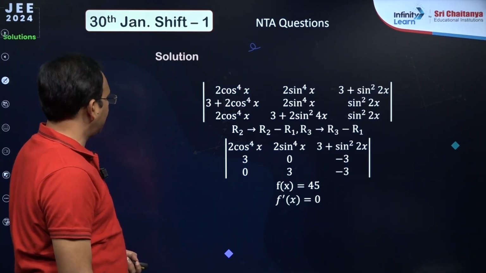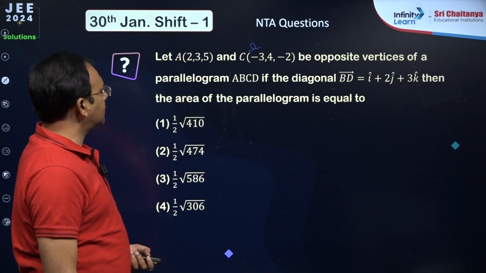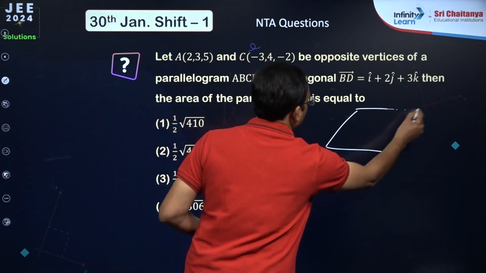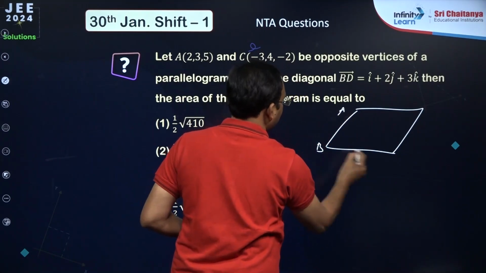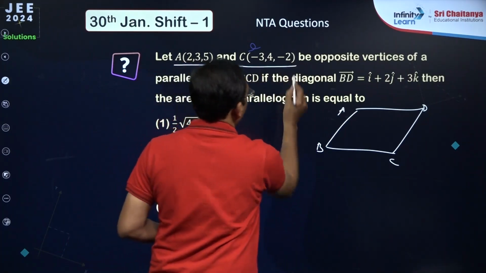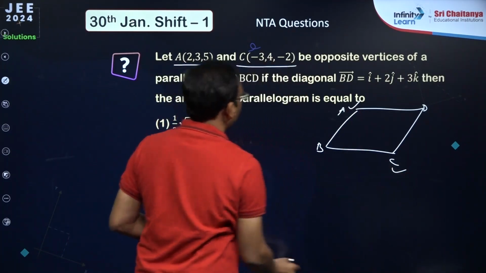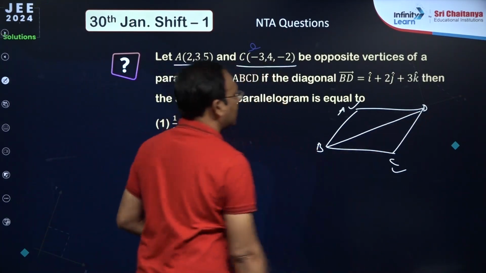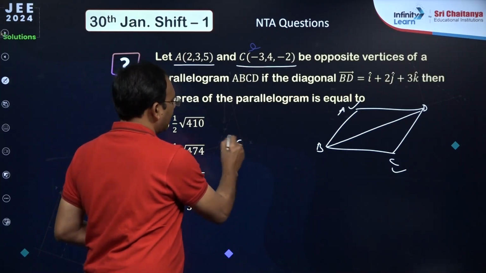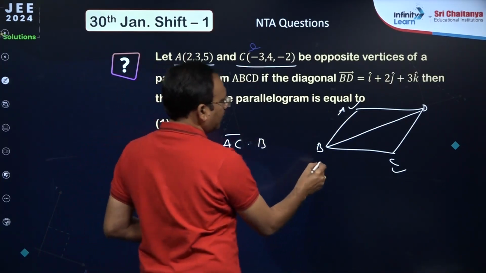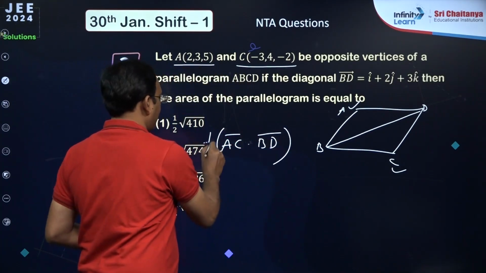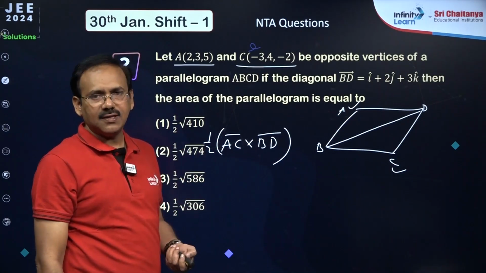Next, you can say the same thing. So A, C, 2 points are given, opposite vertices of a parallelogram. This is the parallelogram, my dear friends. Suppose A, B, C, D. He has given A (2, 3, 5), C (-3, 4, 2). 2 points are given and BD bar vector is given. Then the area of the parallelogram. It's very simple. Area of the parallelogram, my dear friends, is half AC bar cross BD bar, so half AB sin theta kind of.